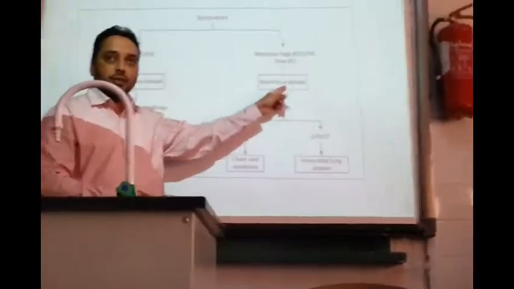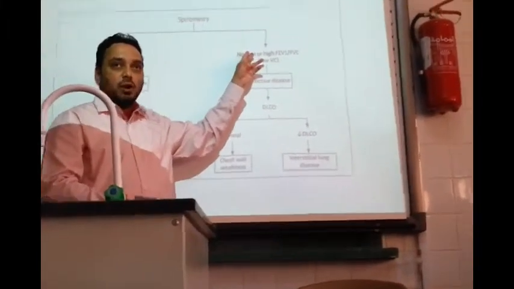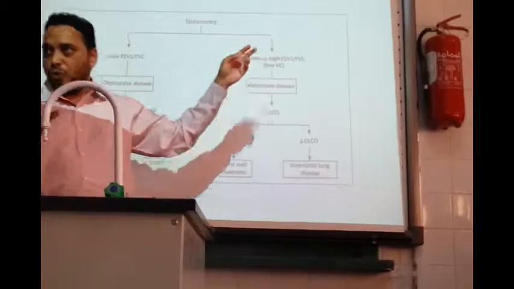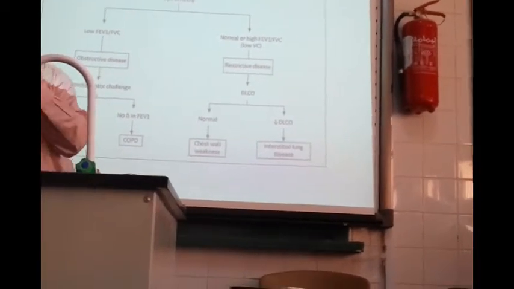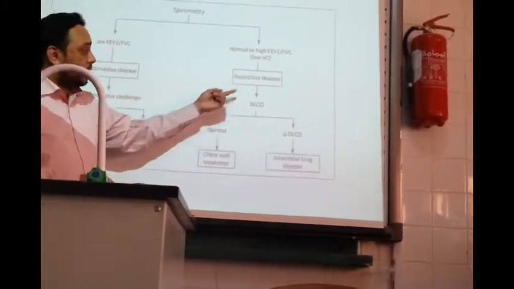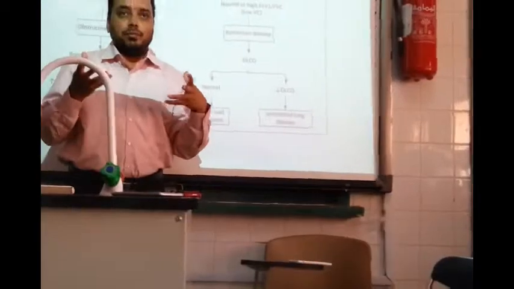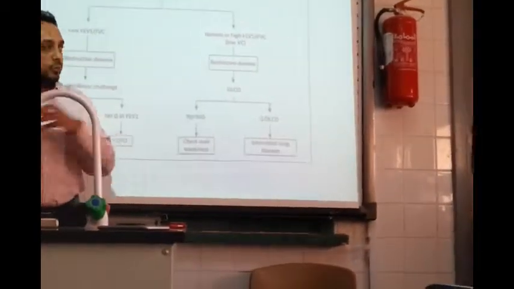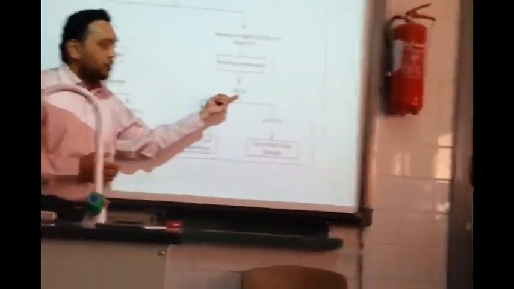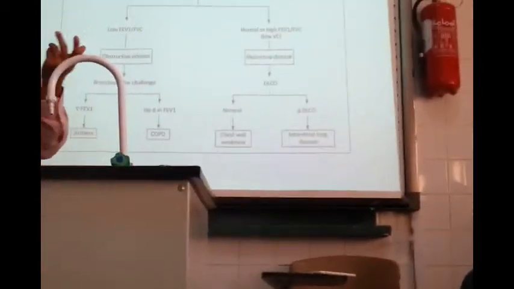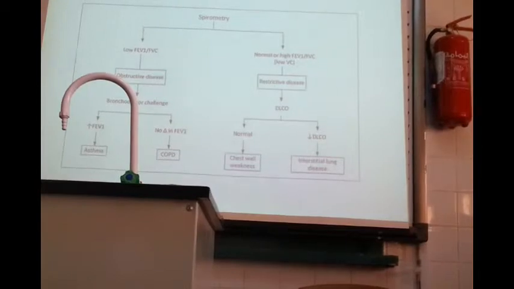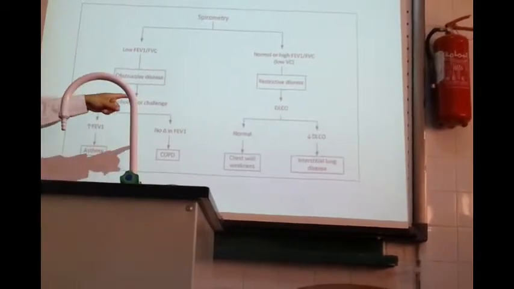Similarly, in restrictive disease, when there is a normal or high FEV1 to FVC ratio in a person, you suspect restrictive lung disease because he comes to you with problems. Based on the problems, you do this test: the diffusing lung capacity for carbon monoxide. CO stands for carbon monoxide.